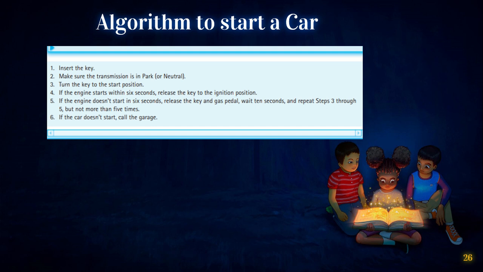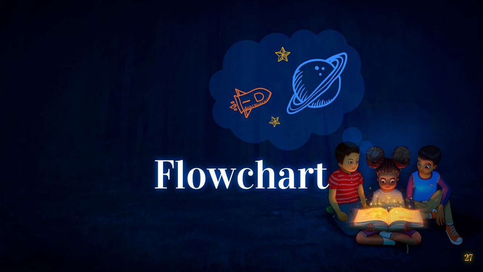If the engine doesn't start in 6 seconds, release the key and gas pedal, wait 10 more seconds, and repeat steps 3 through 5. Just keep on performing, but not more than 5 times. If the car doesn't start, obviously you have to take it to the garage. So guys, I think you might have understood about algorithm and program.